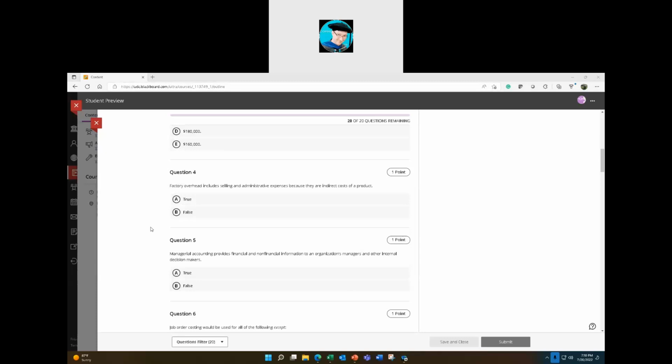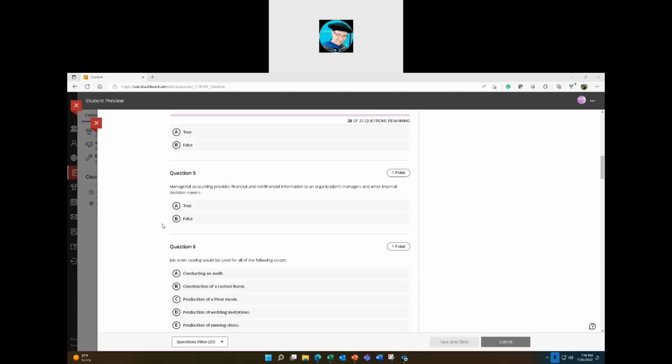Question 4, true, false. Factory overhead includes selling and administrative expenses because they are indirect costs of a product. I don't think so. All you got to know is the definition of factory overhead, and you'll know that this is not true. Question 5. This is definitely chapter 18. It's got to be. Managerial accounting.